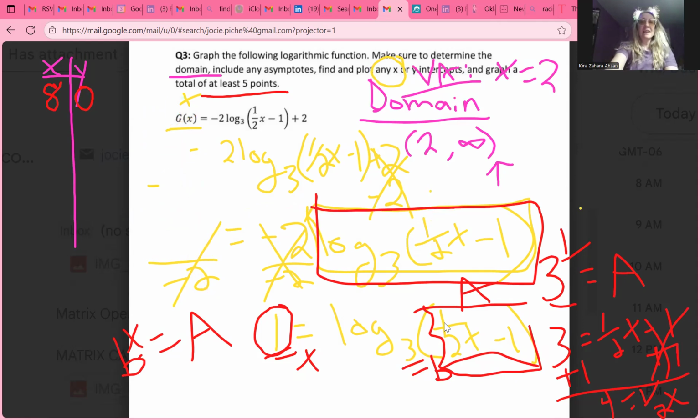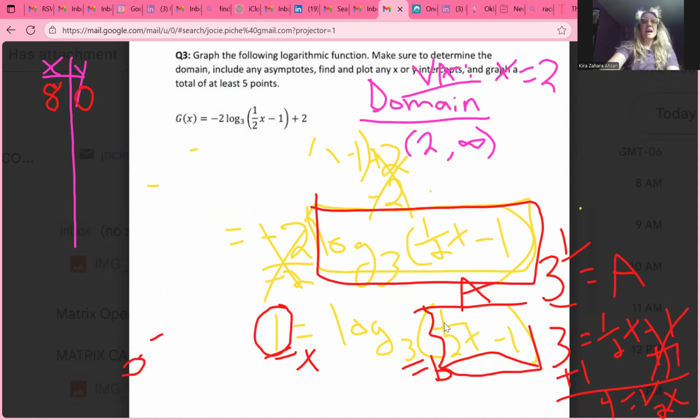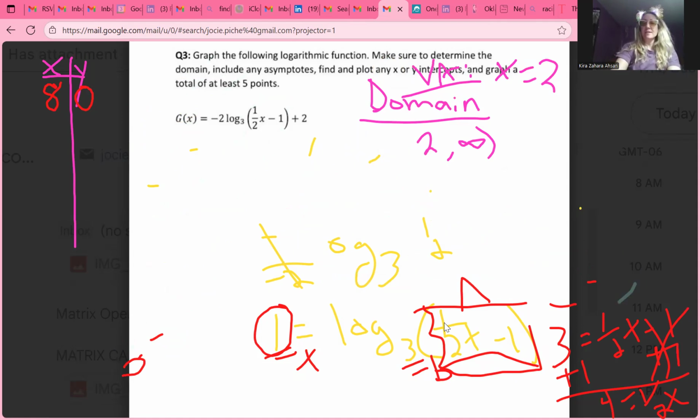All right, let's erase that. But as you can see, I'm leaving the domain, vertical asymptote. So all the information that the teacher wants. And most importantly, I've got my chart of points in the corner.